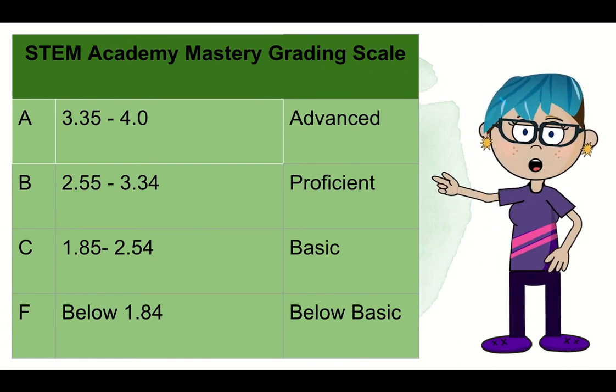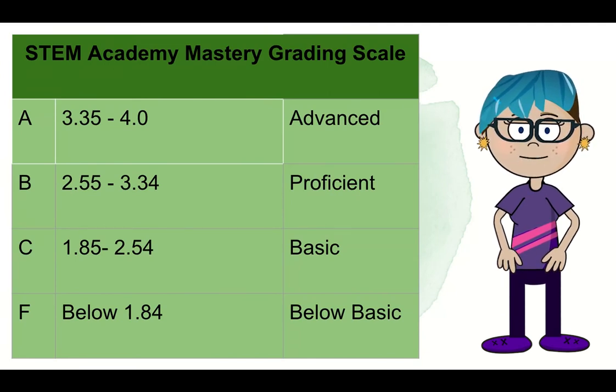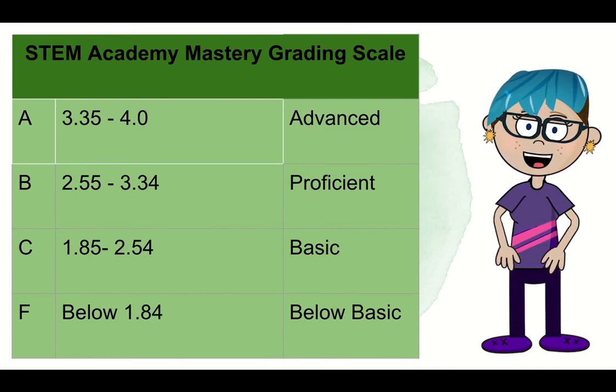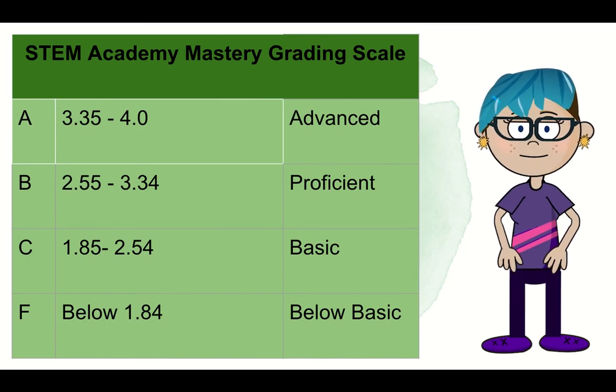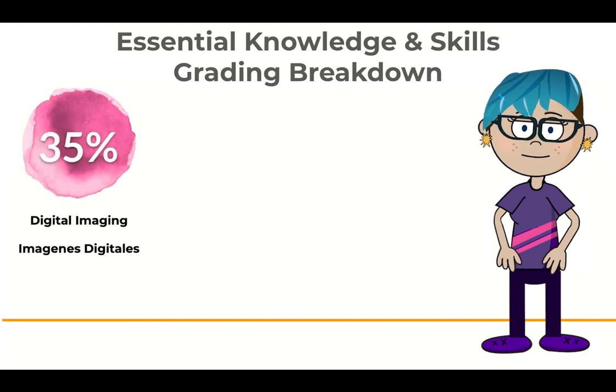This is an example of our STEM mastery grading scale. The bonus of mastery grading is students have multiple attempts to show mastery within their different essential knowledge and skills that their teachers use as grading. So essential knowledge and skills, these are the things that teachers believe students need to master in order to pass their class.